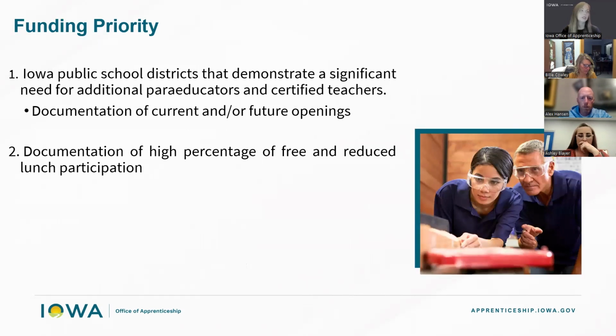Funding priority will be given to Iowa public school districts that demonstrate a significant need for additional paraeducators and certified teachers, as well as districts who submit documentation of a high percentage of free and reduced lunch participation. So if any of these funding priorities apply to your district, then we ask that you submit documentation demonstrating that.